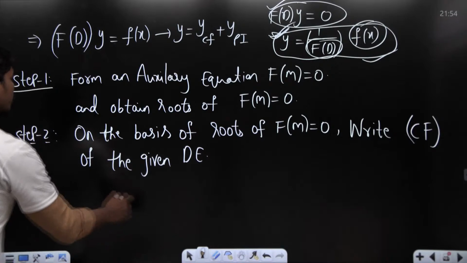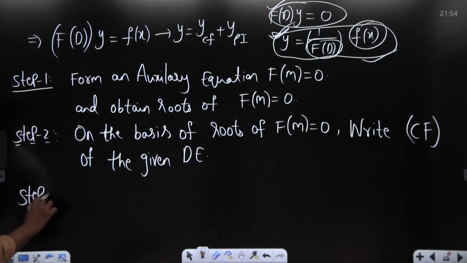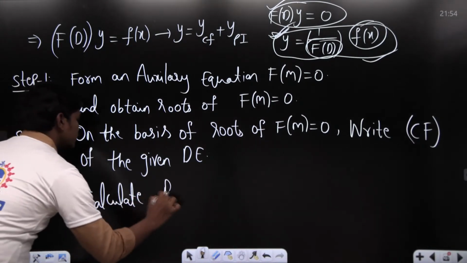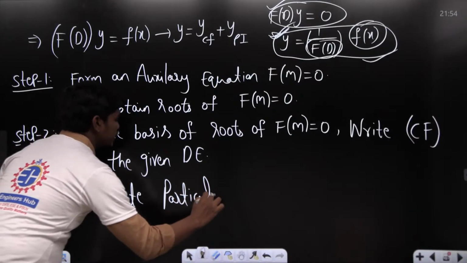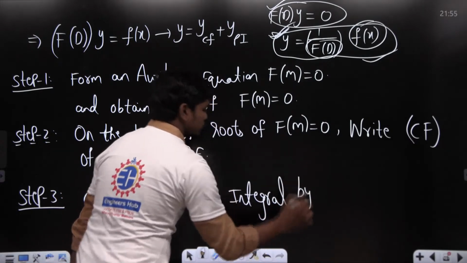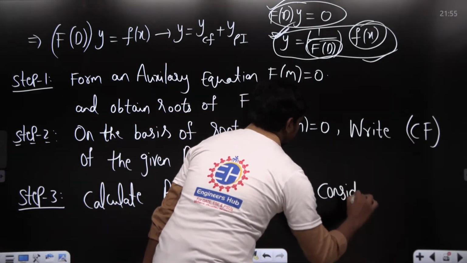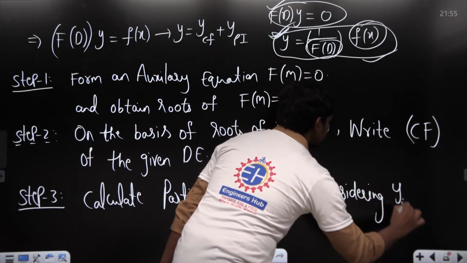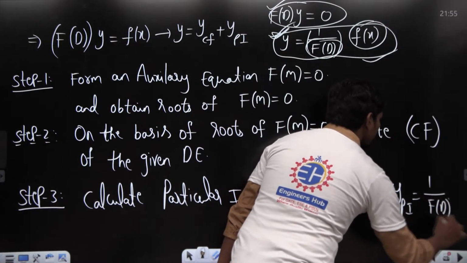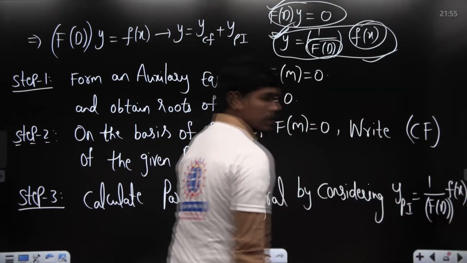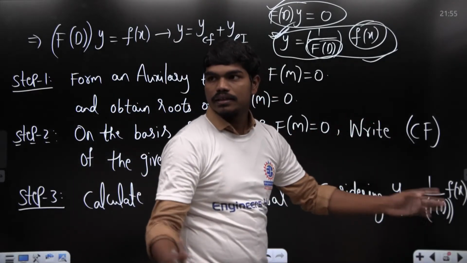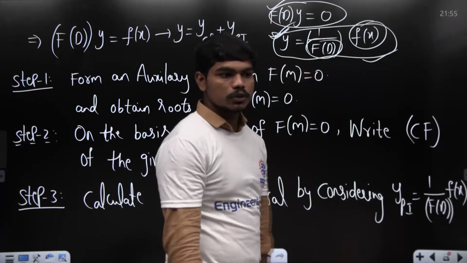Next, if you can write the complementary function, next step 3, calculate particular integral by considering yp, which is the particular integral, equal to 1 by capital F of d operating on this function f of x. Okay, now you will be getting yp. Now if you get the complementary function and if you know how to write yp, then summing these two will give you the complete solution of the differential equation.